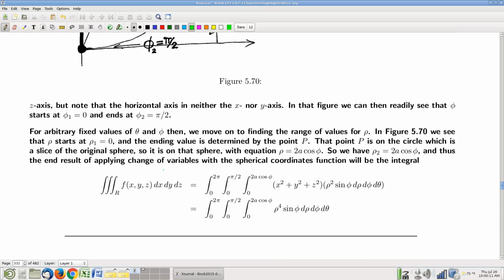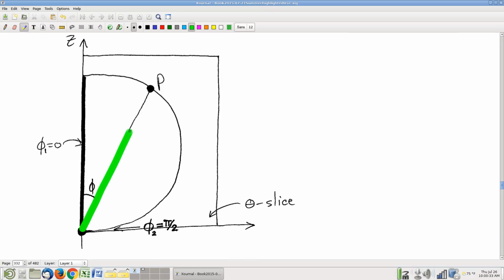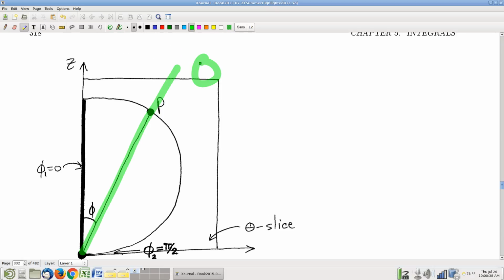Okay, so let's go to where we have this written down. We agreed already that theta goes from 0 to 2 pi, and as we just argued, phi goes from 0 to pi over 2. Everybody good? Okay. Now, range of values of rho. We're going to pick a phi slice. There's a given phi slice. Range of values of rho. Well, rho starts there. That's the origin. Rho is clearly 0.